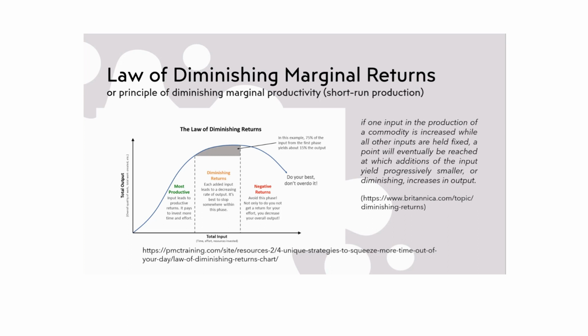negative returns. So we have stage 1, stage 2, stage 3. Stage of increasing returns, the most productive. And then we have diminishing returns, and then we have negative returns. Three stages to illustrate the law of diminishing marginal returns. So that only happens in the short run.